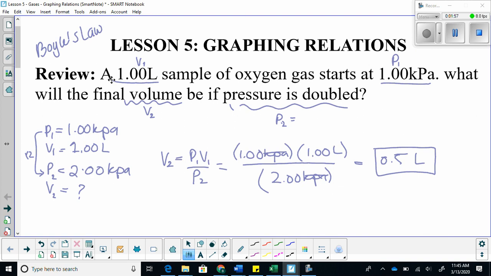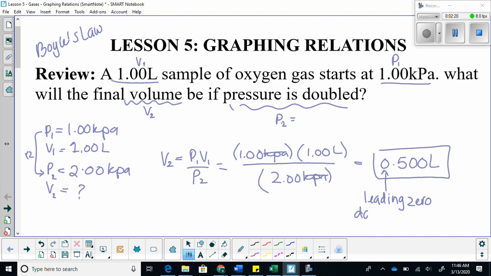Oh, sig digs. How many do we need? 3. So 0.500 liters. This is a leading zero. It does not count. The leading zero doesn't affect sig digs.